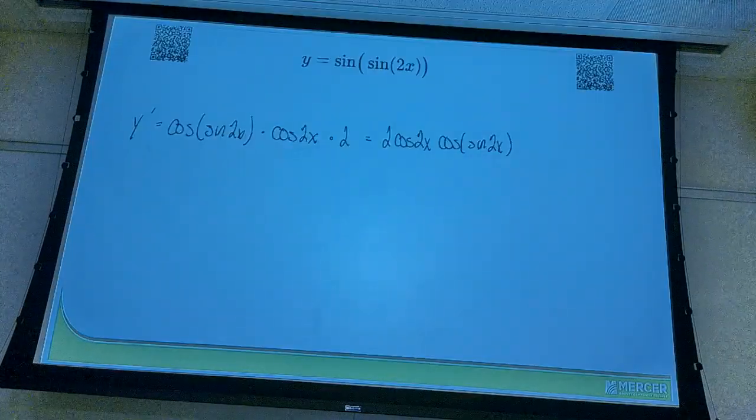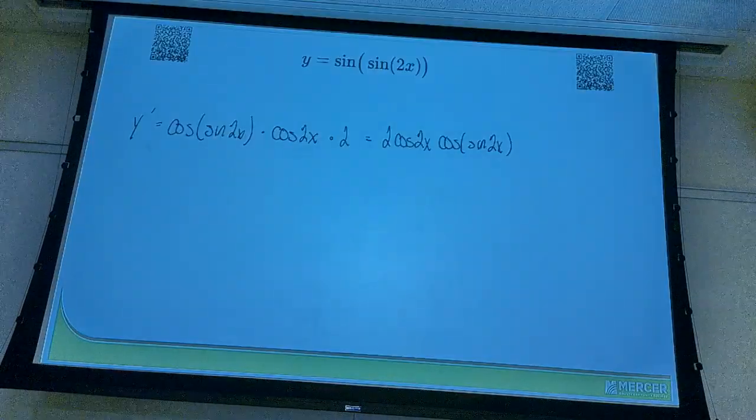One of my favorites, so you know what? It's actually one of my favorite examples to do with the chain rule.